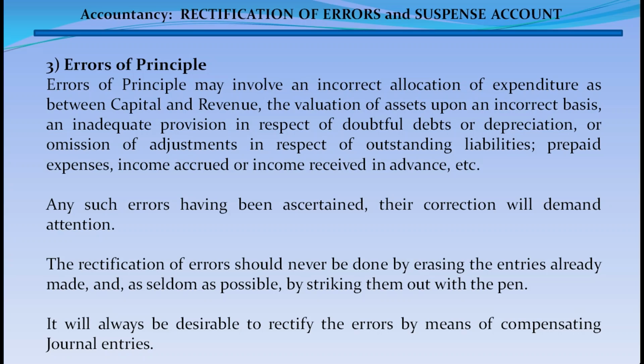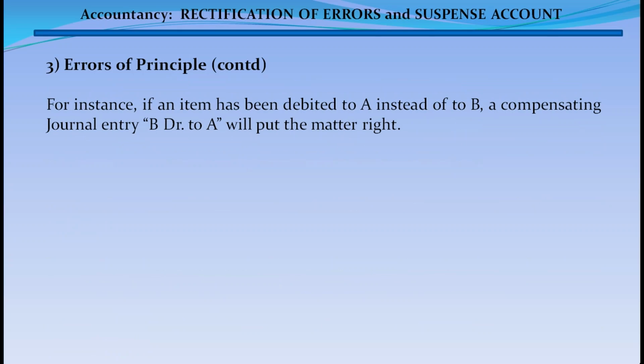The rectification of errors should never be done by erasing the entries already made and as seldom as possible by striking them out with the pen. It will always be desirable to rectify the errors by means of compensating journal entries. For instance, if an item has been debited to A instead of B, a compensating journal entry, B debtor to A, will put the matter right.